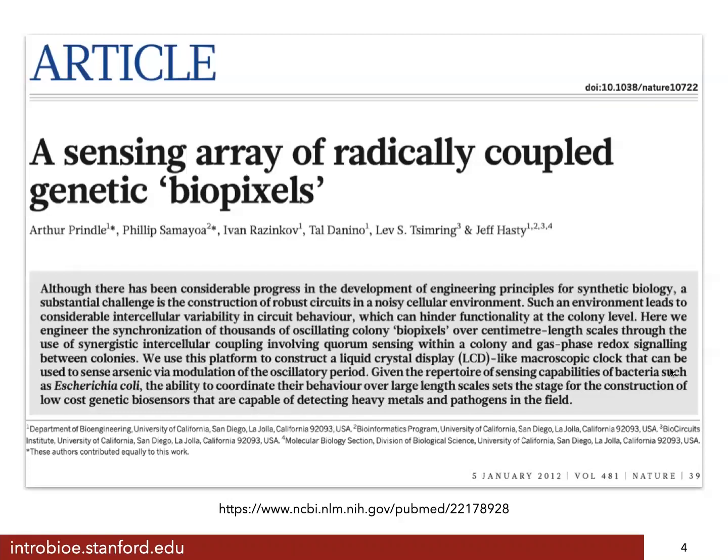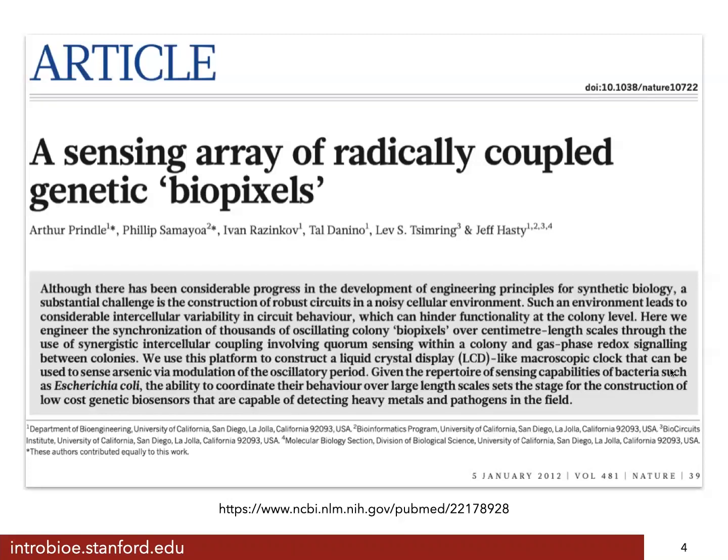Here we go. Here's the claim. Here, we engineer the synchronization of thousands of oscillating colony biopixels over centimeter length scales through the use of synergistic intercellular coupling involving quorum sensing. Isn't this heroic language? It's like, wow, they did all this. Involving quorum sensing within a colony and gas phase redox signaling between colonies.